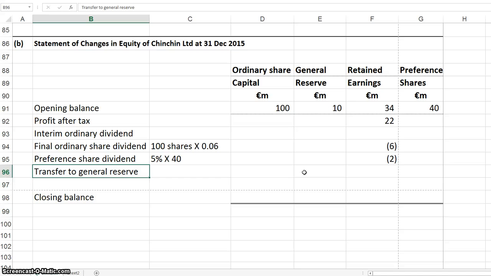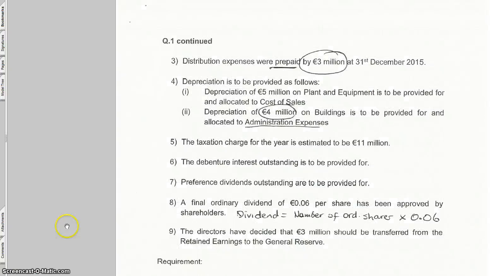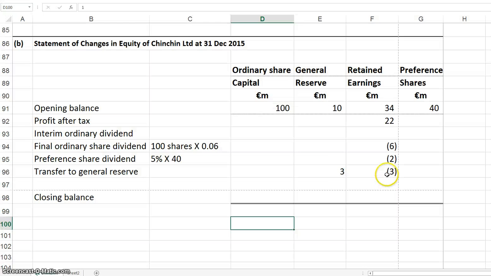At this level you're not going to get any new shares issued or any share premiums, so you don't have to worry about those. More advanced questions would have that, but not at this level or at this stage. So the transfer to general reserve, you're going to look at the workings in the question, the notes to the question. And as we come down near the end here, directors have decided 3 million transferred from retained earnings into the general reserve. So we're just moving it from one into the other. So it's a minus here out of retained earnings, but it gets added into the general reserve.